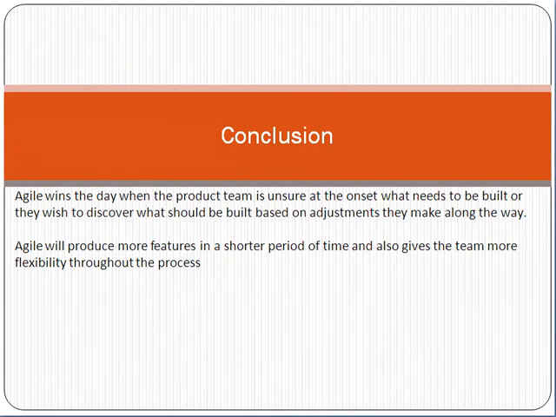In conclusion, friend, agile wins the day when the product team is unsure at the onset what needs to be built. For example, you are building a product, you have initiated a project, and the requirements are unclear. If the requirements are unclear, it is highly recommended that you use the agile methodology. Or they wish to discover, they should build based on adjustments they make along the way.